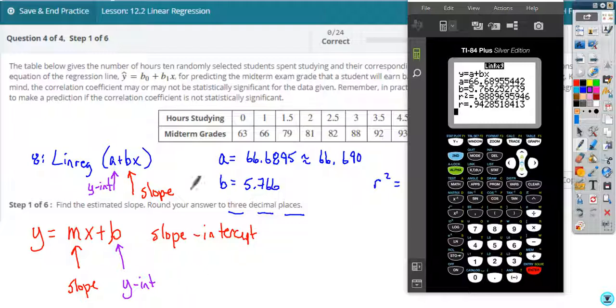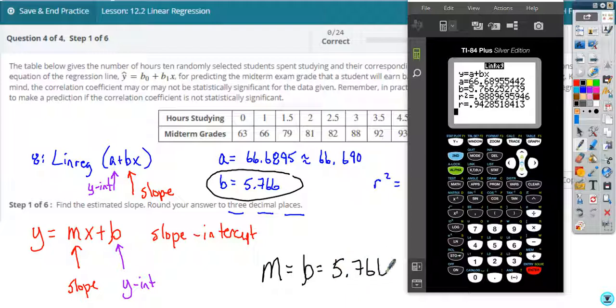All right, so with that information, we can go ahead and answer part A. So part A, what is the slope of the regression line, or estimate the slope of this particular guy? And that would be our B value. So our slope, which is our M, is equal to B, which is equal to 5.766.